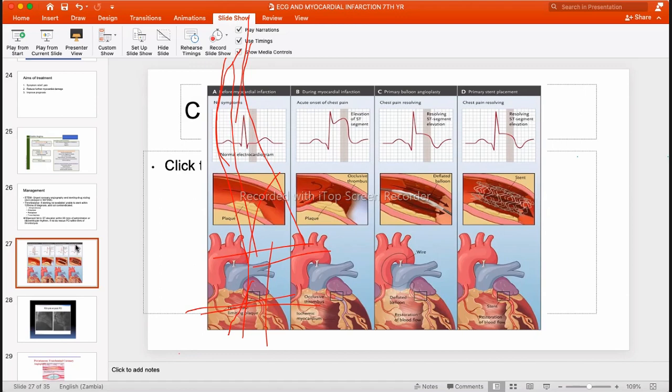The only danger with just giving pain relief without resolving the clot is that you will be fooled into thinking that the patient is okay. And you walk away. Meanwhile, the myocardium is dying. So they say time is muscle. As quickly as possible, if you can resolve that ischemia, then the better for the myocardium, because then your heart muscle will not die. You will not develop aneurysms. You will not develop heart failure and all those other complications. Okay, thank you.